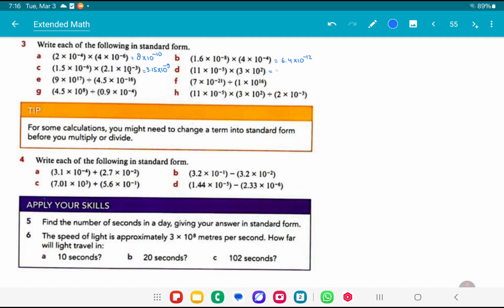For question D, we got 33 times 10 raised to the power of minus 3, which equal to 3.3 times 10 raised to the power of minus 4. And for question E, 9 divided by 5.5 equal to 2, and then 10 raised to the power of 17 minus 16, so equal to 17 plus 16 equal to 33.